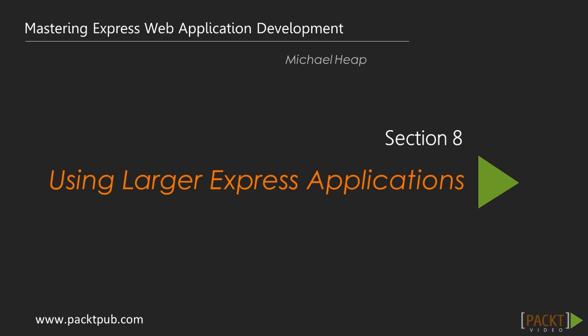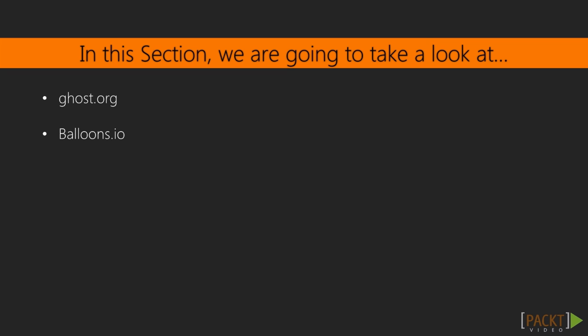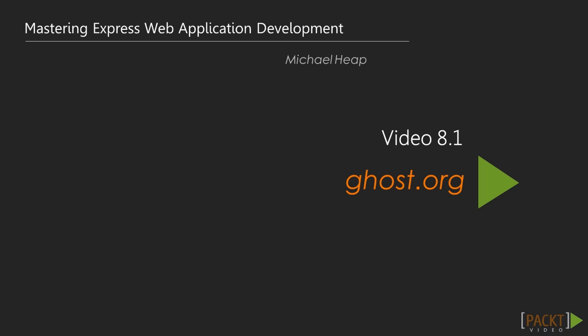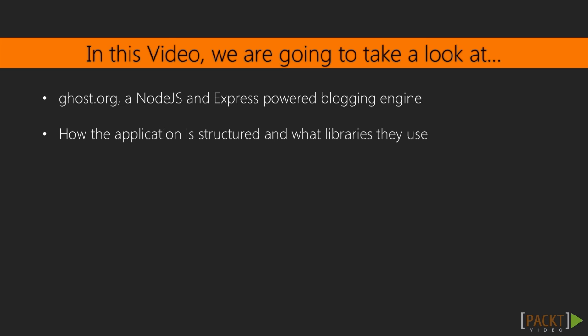Welcome back to the final section of Mastering Express Web Application Development. In this section, we're going to be taking a look at a few open source projects that are built on top of Express to see how people are using it in the real world. The first one that we're going to look at is ghost.org. Ghost is a Node.js and Express powered blogging engine. We're going to take a look at how the application is structured and what libraries they use.